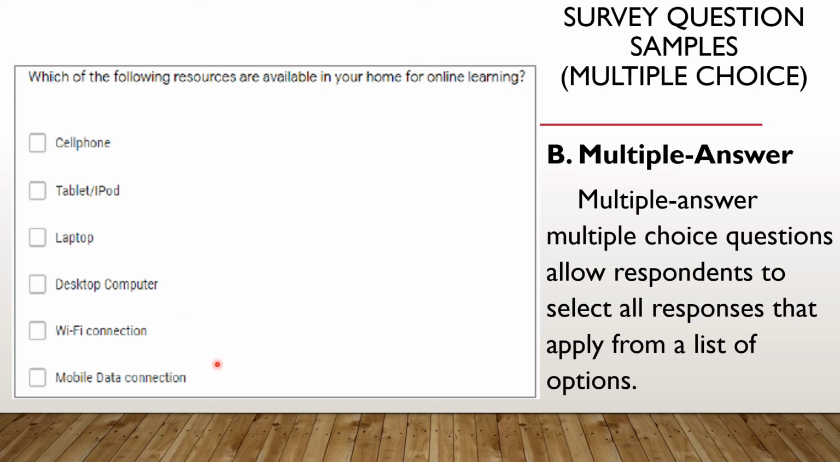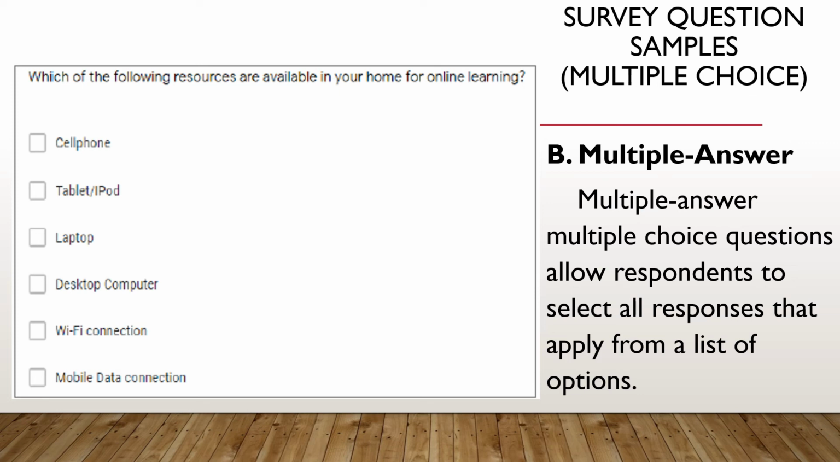So here in this question, the respondent can answer more. Why? Because one respondent can have a cell phone, and at the same time, he or she can also have a laptop. So she will be checking these two. Okay? So those are the types of multiple choice questions, the single answer and the multiple answer.